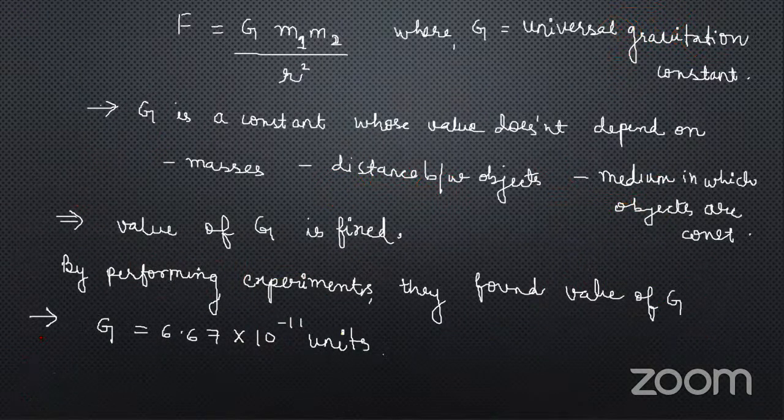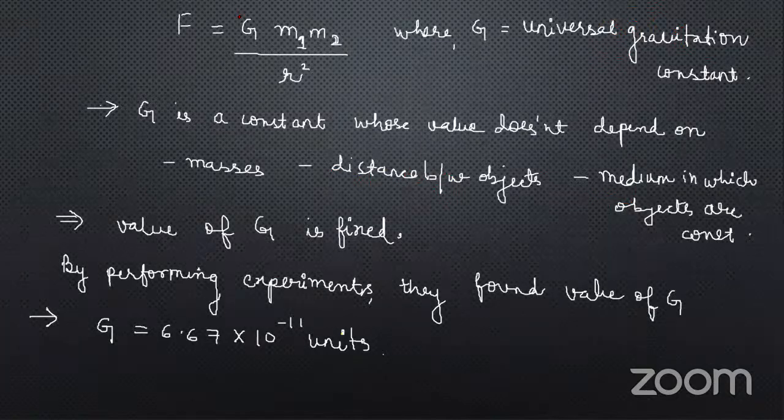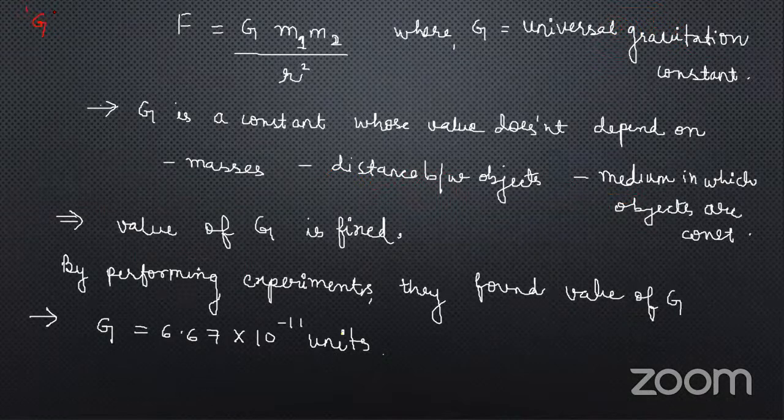Now we are going to talk about this constant. What is this constant? This constant is denoted by capital G. Why was this constant introduced? It was introduced in order to remove the sign of proportionality in the equation F proportional to m1 m2 by r square.